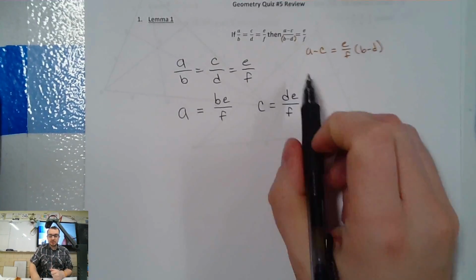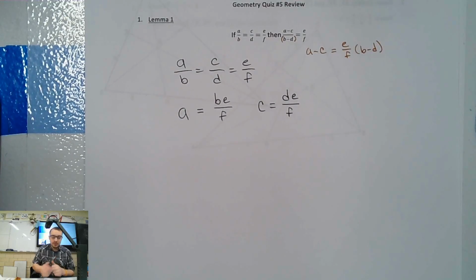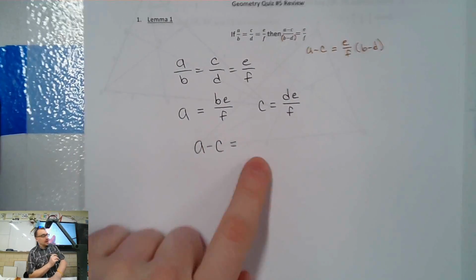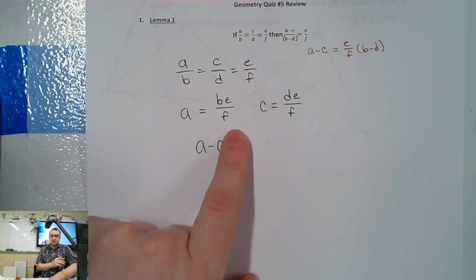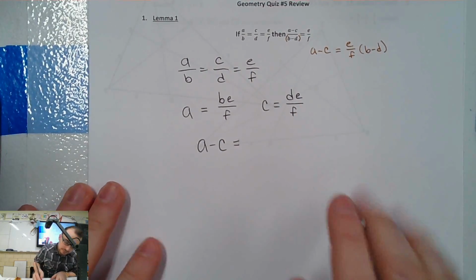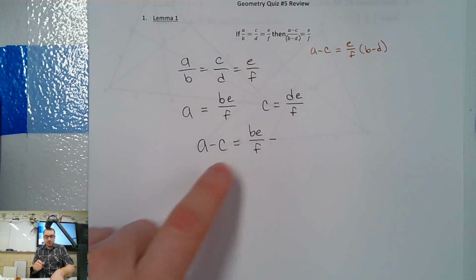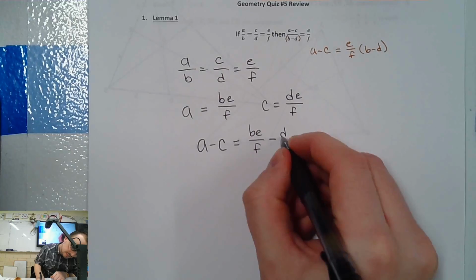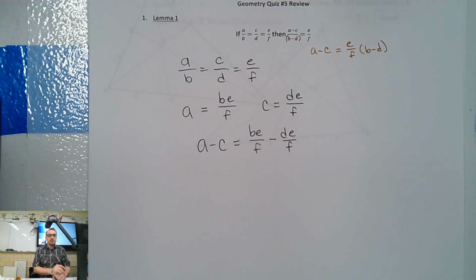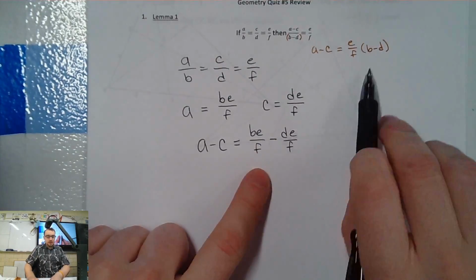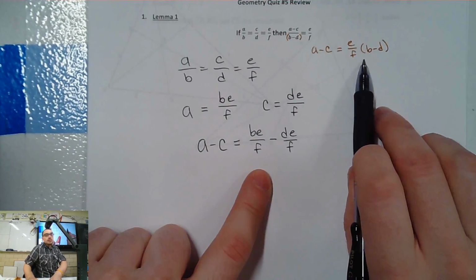So I'm ready to just subtract them and see what happens. Let's do A minus C. Instead of writing A over here, I'm going to substitute what we found it to be equal to. What does it equal? BE over F. And that should be minus whatever C is. What's C? DE over F. And that has to be true, right? We know what A equals, we know what C equals, so this should be true. And notice this is really close to this. We've got all the right letters.